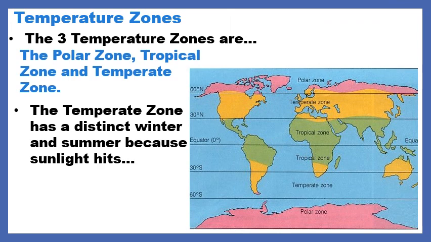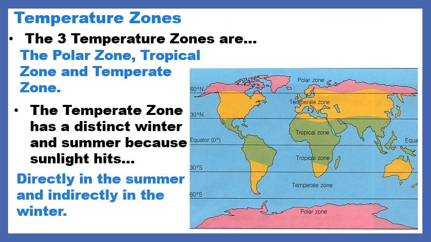So why does the temperate zone have distinct summer and winter? Well, because sunlight is going to hit directly in the summer and indirectly in the winter. So there's going to be a temperature difference within that line of latitude because of which season the sunlight hits.